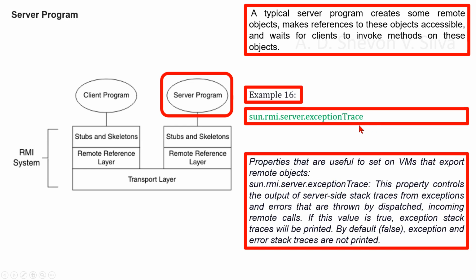Now we are considering properties that are useful to set on VMs that export remote objects. java.rmi.server.exceptionTrace. This property controls the output of server-side stack traces from exceptions and errors that are thrown by dispatched incoming remote calls. If this value is true, the exception stack traces will be printed. By default, it is false, and exception and error stack traces are not printed.